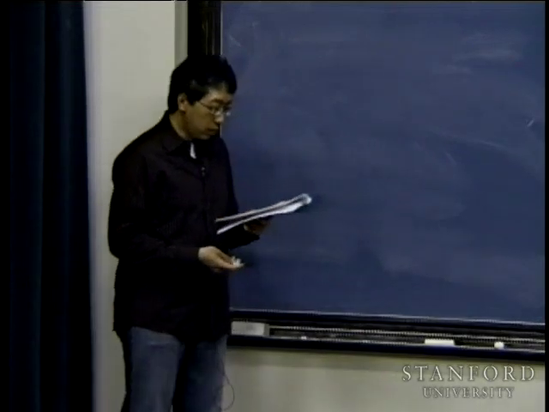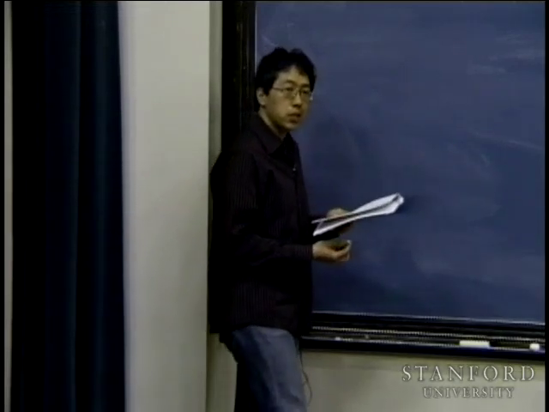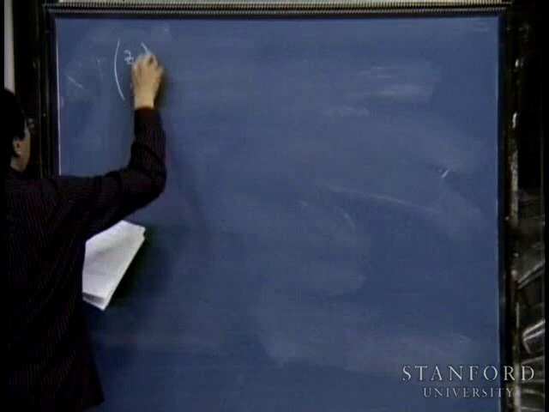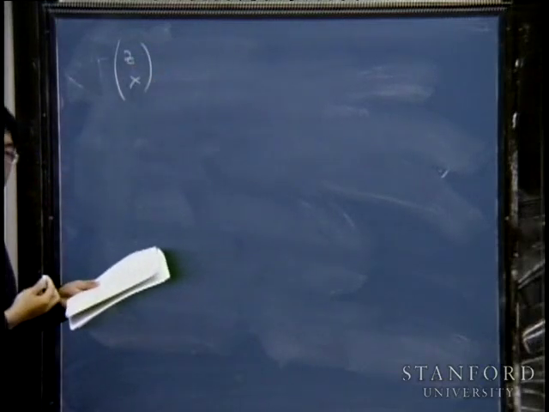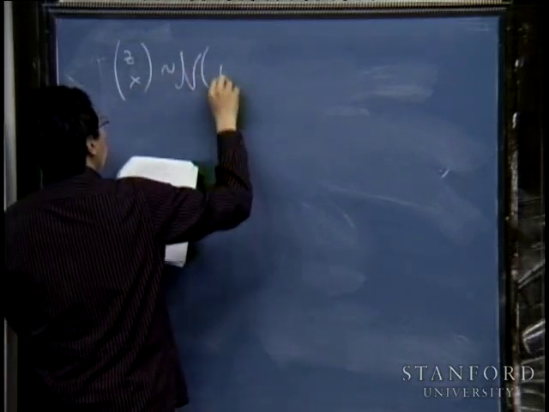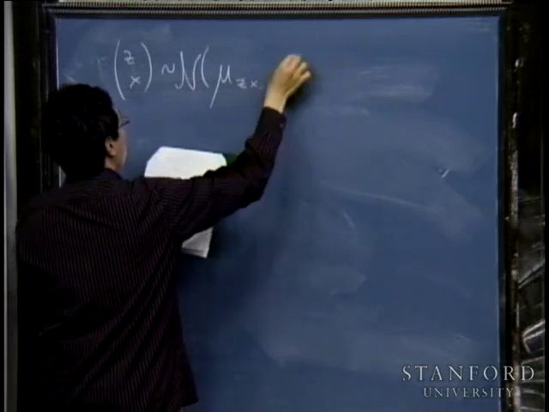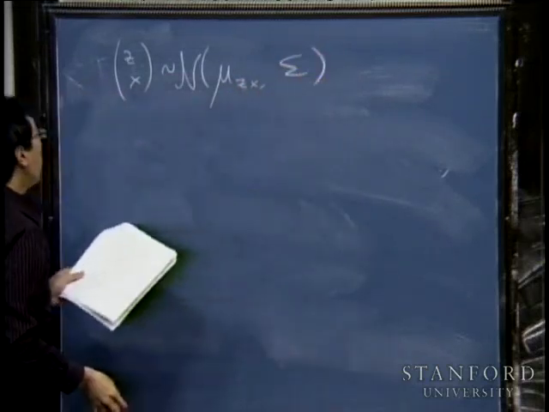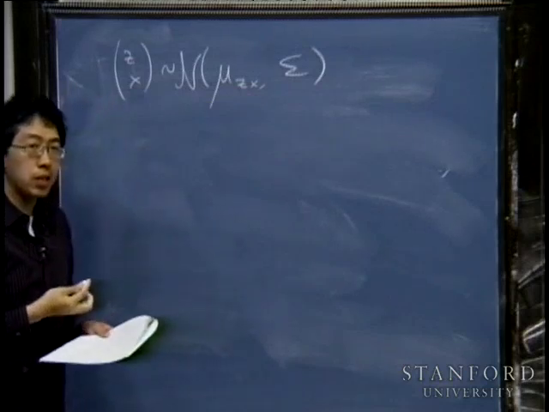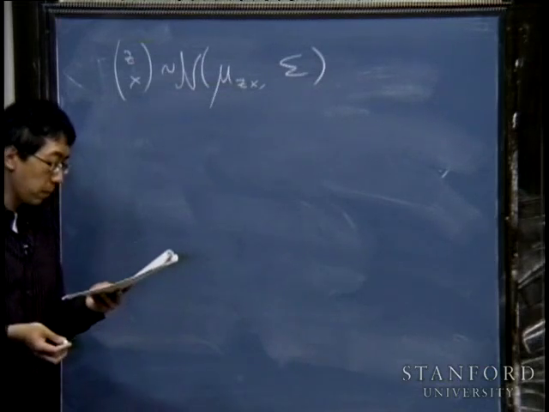So let's go back and figure out just what joint distribution factor analysis assumes on z and x. Under the factor analysis model, the random variables z and x have some joint distribution given by, I'll write this vector as mu zx, and some covariance matrix sigma. So let's figure out what mu zx is and what sigma is. I'll do this so that we'll get a little more practice with partitioned vectors and partitioned matrices.